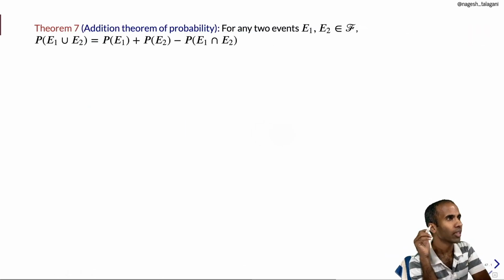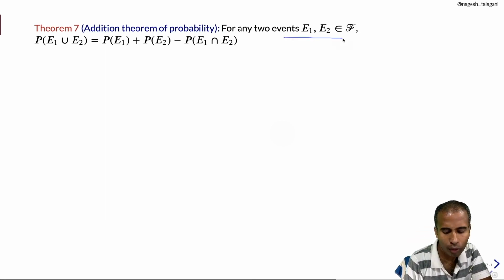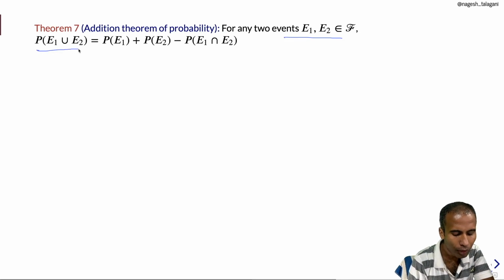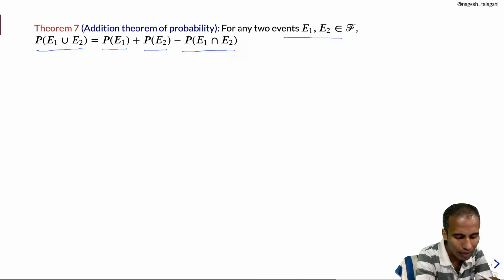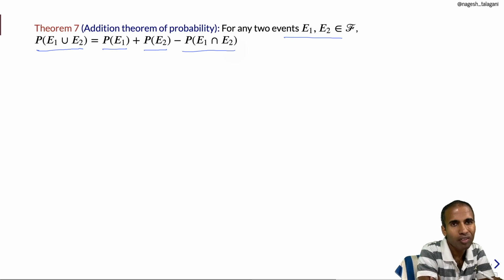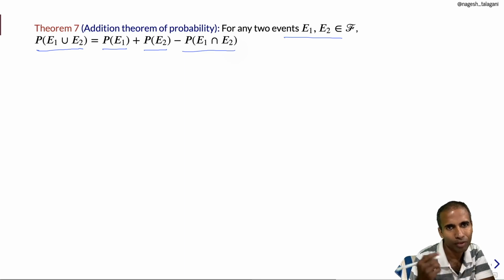Next, theorem 7, addition theorem of probability. For any two events E1, E2 in the event space, probability of E1 union E2 is going to be probability of E1 plus probability of E2 minus probability of E1 intersection E2. So this is how you deal with the probability of E1 union E2 in general. Because we can't simply write probability of E1 plus probability of E2 unless we know E1 and E2 are mutually exclusive, by additivity, right? So this is a general result when you don't know anything about E1 and E2.